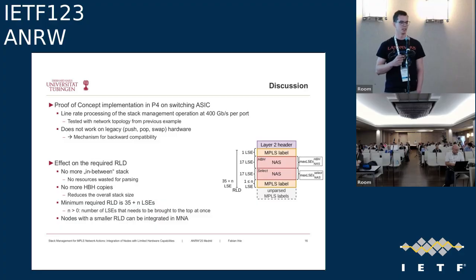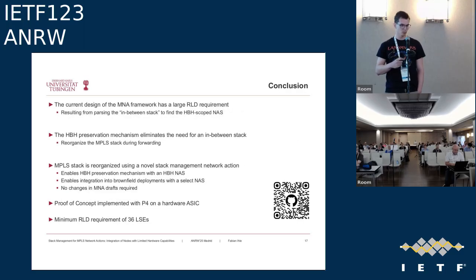The minimum required RLD is now 35 plus n LSEs, where n greater than 0 is the number of LSEs that need to be brought to the top at once. So that scales with the number of M&A incapable nodes. We need to bring at least 1 to the top. And we further can integrate nodes with a smaller RLD in M&A, since that in-between stack is not required.